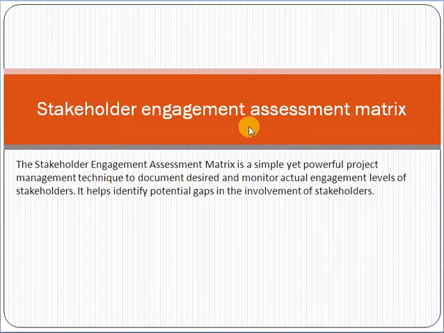Engagement means how much he is engaged, how much he is interested, how much he is giving his input in something. So engagement is something simple. Matrix means the mapping between two things, four things. That is called a matrix. Now the main term here is stakeholder. So that means we are talking about how much stakeholder engagement is there in a project. Are you getting my point?